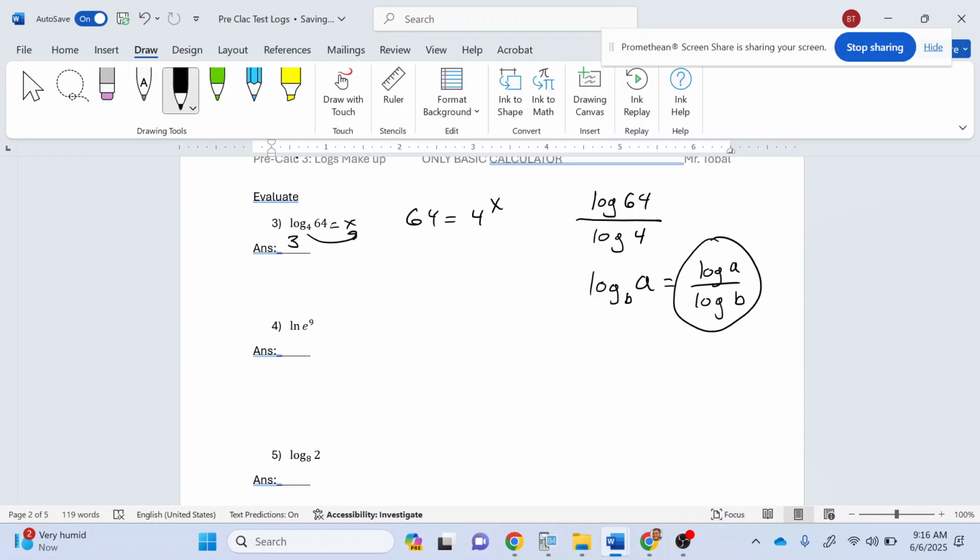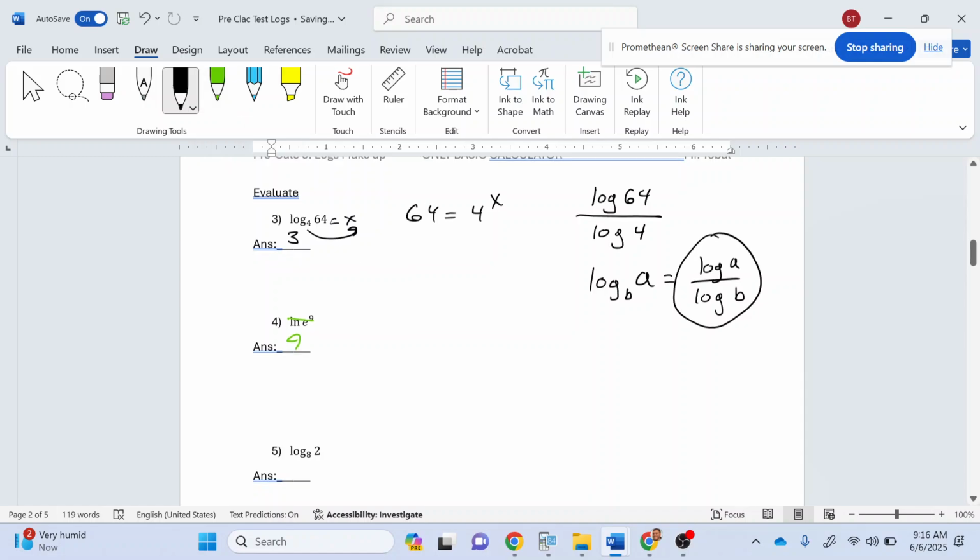All right, ln of e to the 9. Because ln and e are opposites to each other, you just cross them out. Your answer is 9. You type that in the calculator, you would also just get 9.